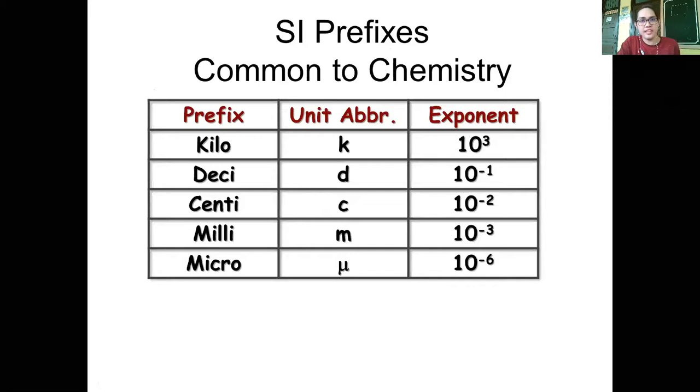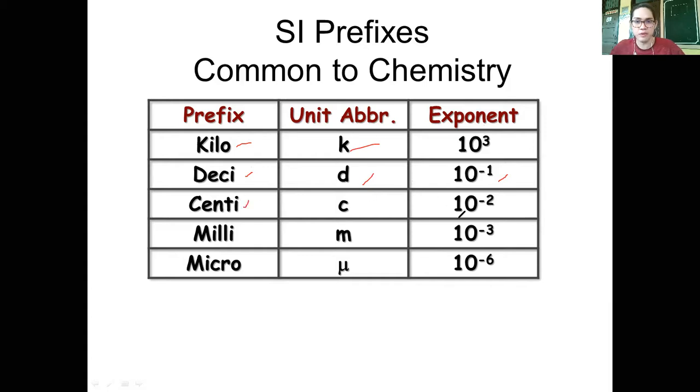So we have now the SI prefixes common to chemistry. For kilo, as you can see there, we have K as its abbreviation, and its exponent value is 10 to the power of 3, which is 1,000. That is the equivalent value for the prefix kilo. For deci, we have d, and 10 to the power of -1 in exponent form.